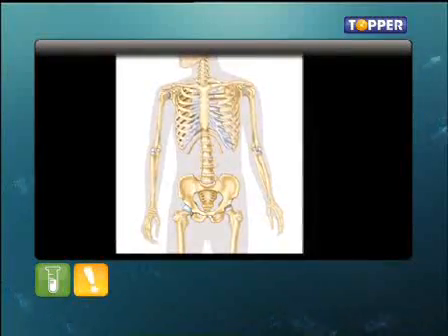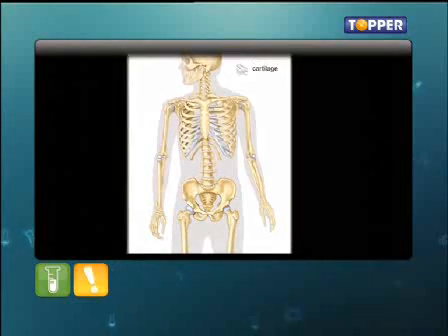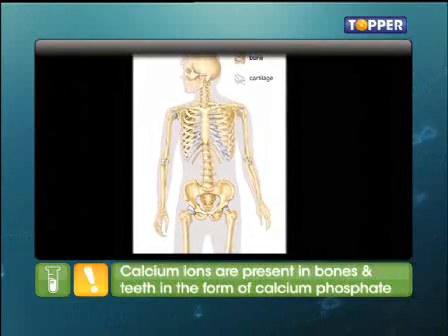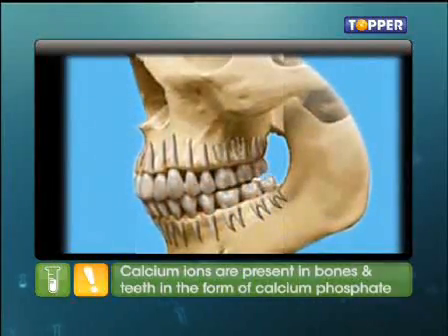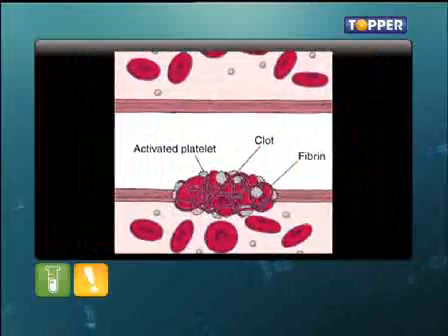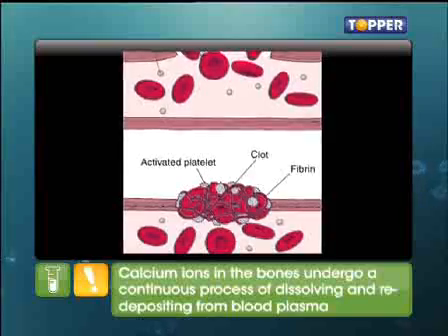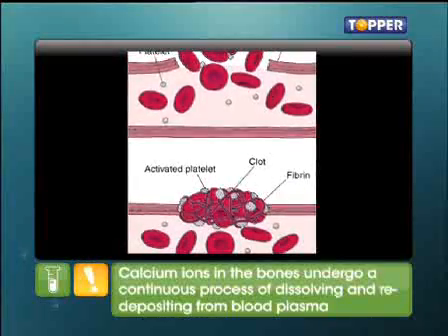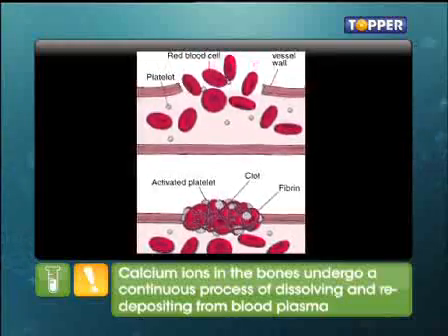Calcium is also very important for human body. Calcium ions are present in bones and teeth in the form of calcium phosphate. Calcium ions are also required for clotting of blood. Calcium ions in the bones undergo a continuous process of dissolving and redepositing from blood plasma.